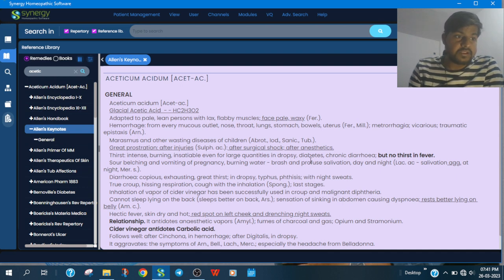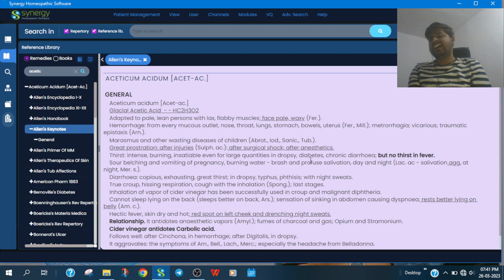injuries, mechanical injury, bruises, chafing, and livid skin, prostration. That is the symptom of sulfuric acid. And every acid has some kind of prostration in that. Okay? The single medicine, if anyone asks you great prostration after surgical shock, after anesthetics, the only medicine is acetic acid. If anyone asks great prostration after injury, or which injury? Mechanical injury, that is sulfuric acid.